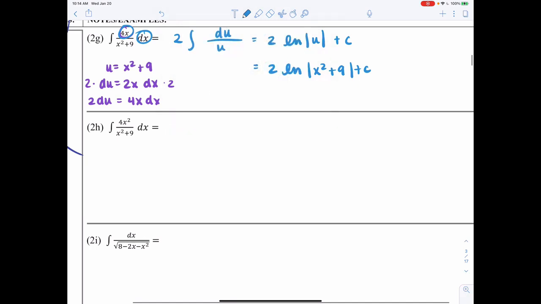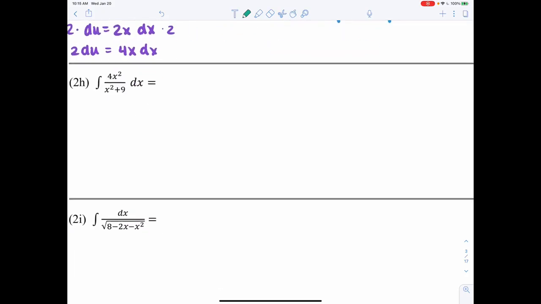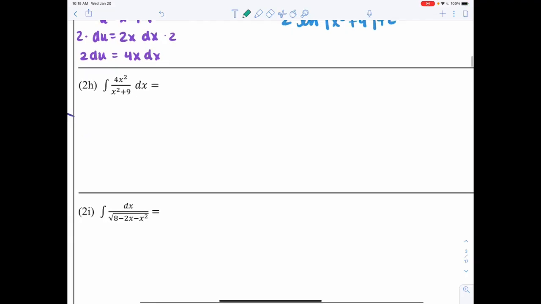Similar problem. But now I've got a 4x squared. Now this is the situation where I can't u sub it. It's not arctan. So we're going to divide, guys. I'm going to take that x squared plus 9 as my divisor. I forgot my placeholders. Come on, Lowry.